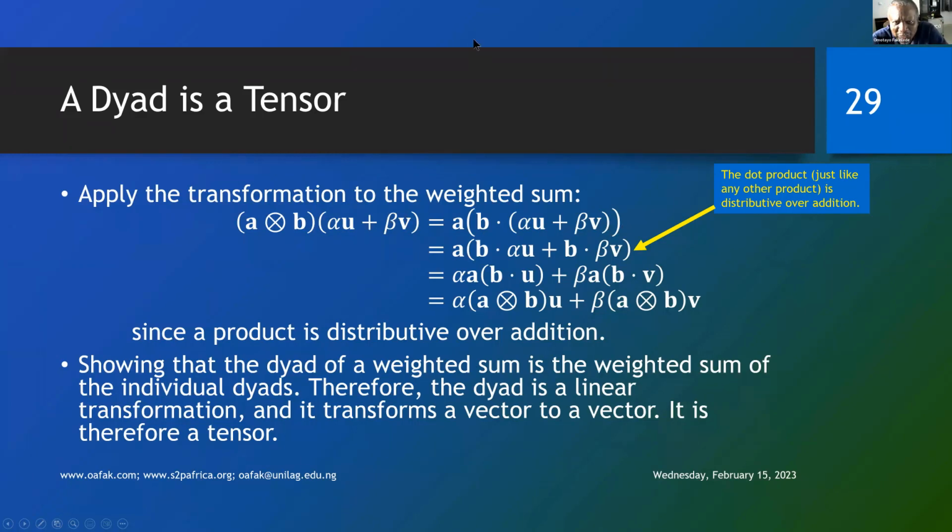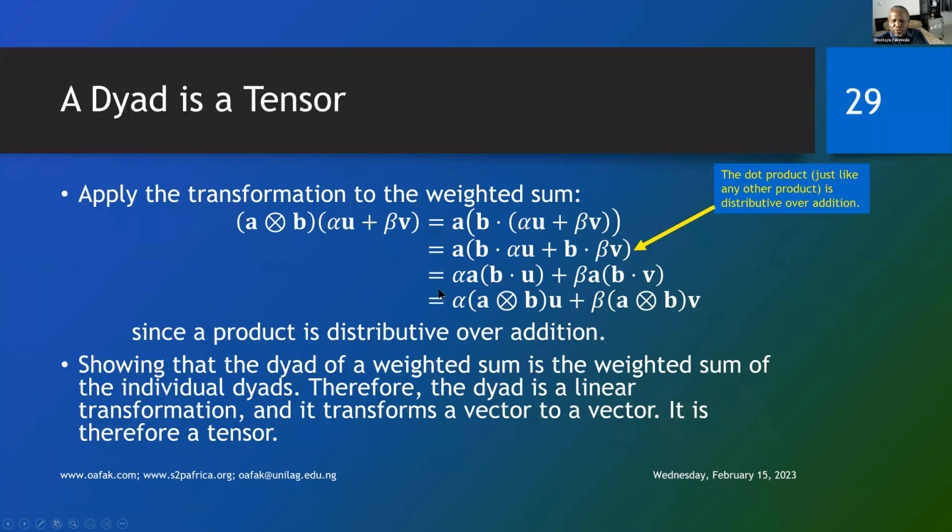The answer that was given earlier by Ogochukwu Uba, that the dot product is distributive, applies to the second line, because the dot product, just like any other product, is distributive over addition. So, why is the third line correct? Okay, this is a property of vectors, that's correct. And now, why is the last line correct? How can we conclude the last line from the third line? Okay, the definition of the dyad. That is coming from the definition of the dyad.